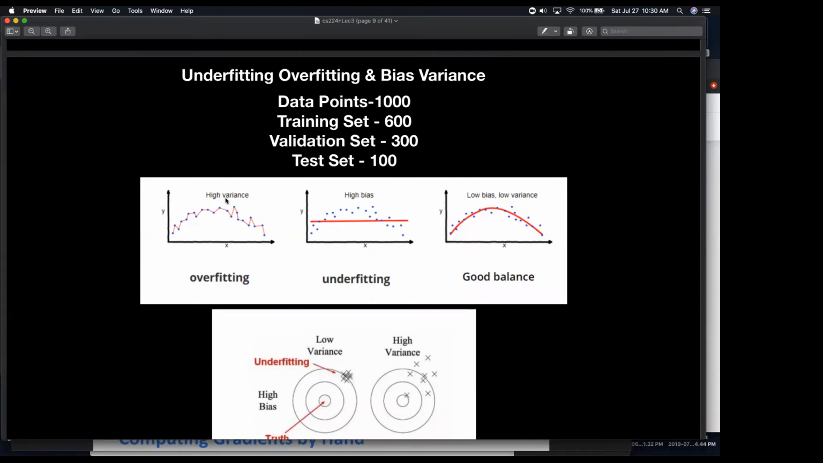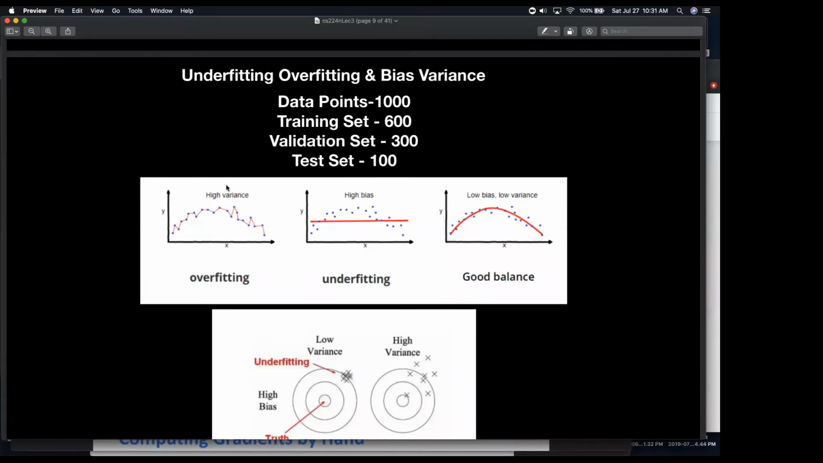This is otherwise referred to as a high variance problem. On the other hand, this is underfitting. If you have this structure of data and you say, okay, I'm going to fit a linear model to it, then your training set error is going to be bad, and your test set error is also going to be bad. Your metrics are going to look really bad in both scenarios.